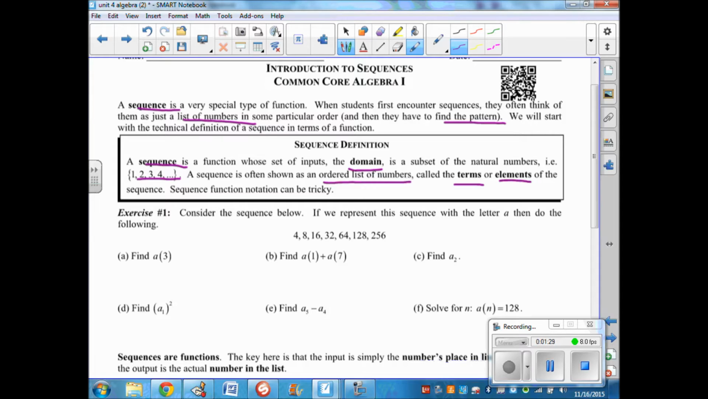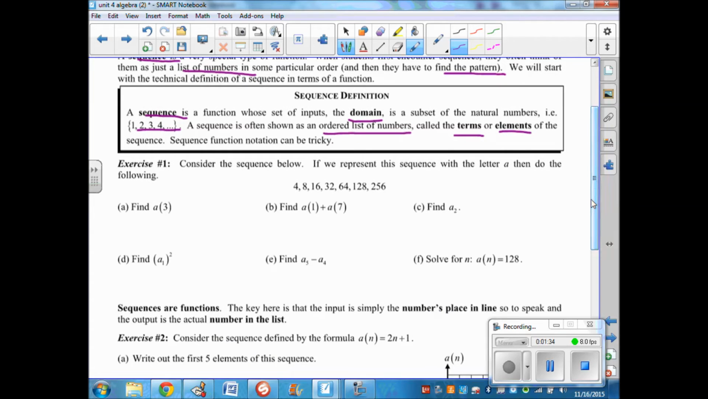So sequence function notation can be tricky. That's the tricky part of it, the notation that many times you'll kind of get bogged down with. It says, consider the sequence below. If we represent this sequence with the letter A, then do the following. So we've got this list of numbers here, this sequence of numbers, 4, 8, 16, 32, and so on. When you're given that list, you want to try to think about some patterns, what it starts with, maybe what it ends with.